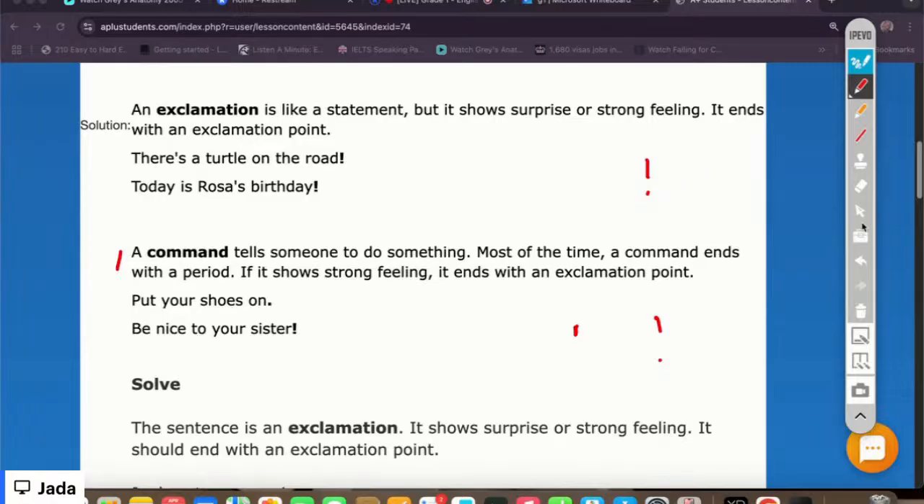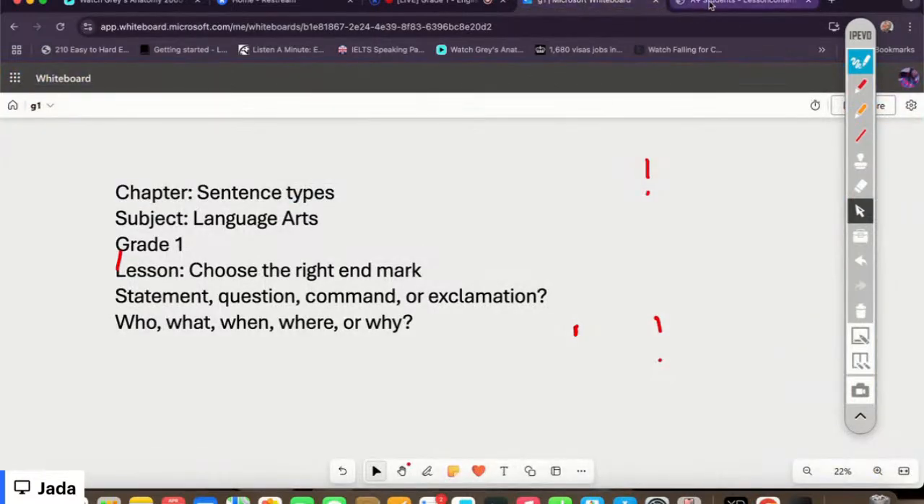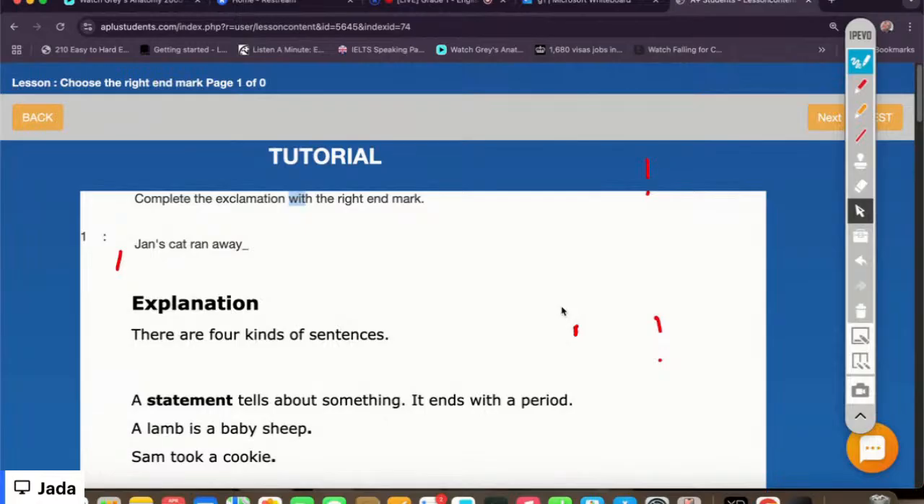Let's look at some examples. We have complete the exclamation with the right end mark. Jan's cat ran away. So you'd complete it with what? Jan's cat ran away. So the right end mark will be what? Exclamation, because it says to complete the exclamation. So that's your right end mark. Okay?